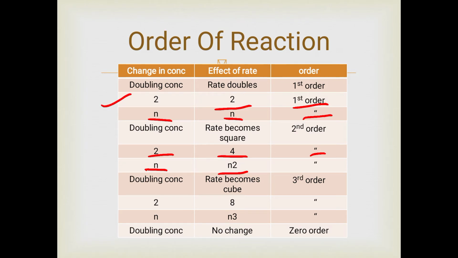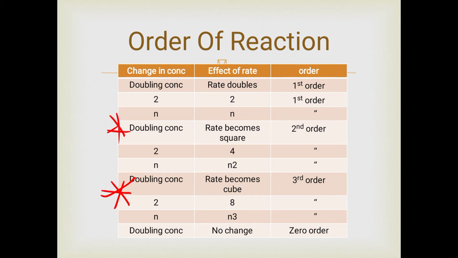Moving ahead with third order, when you double the concentration, the rate becomes its cube. That is, if you make a change n in the concentration, you get n cube change in the rate. That's the effect of doubling the concentration of reactant for a third order reaction. This is all that you got to remember. This becomes very handy when it comes to some MCQs.